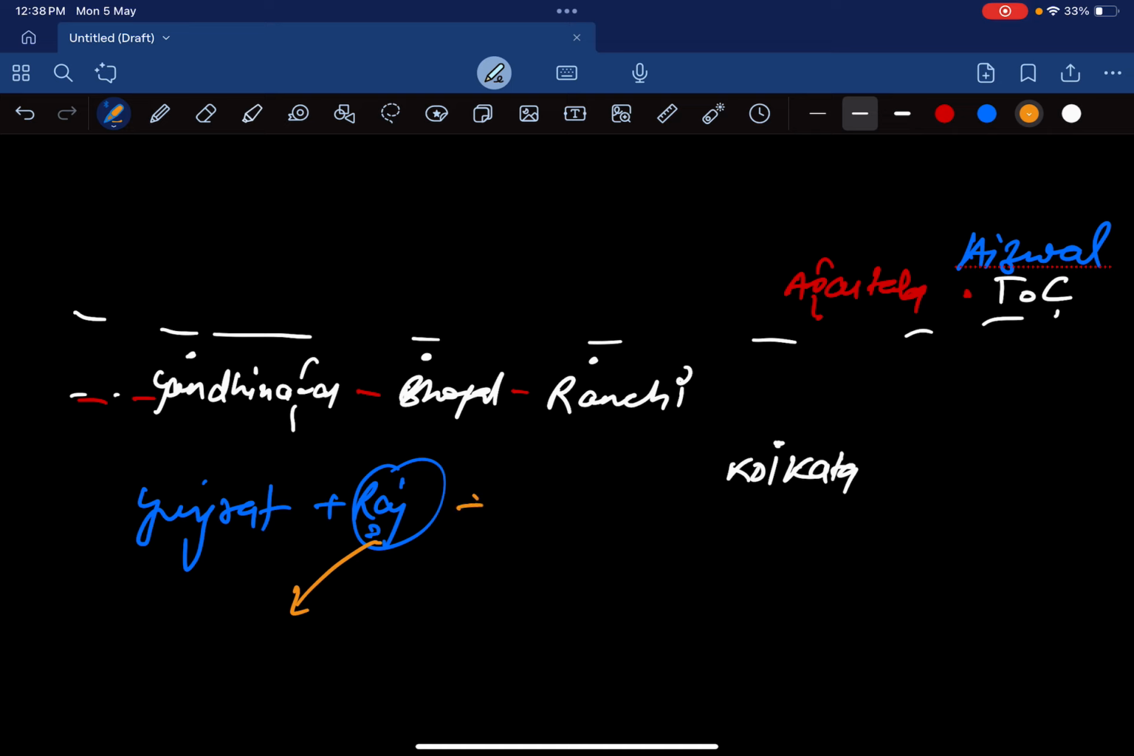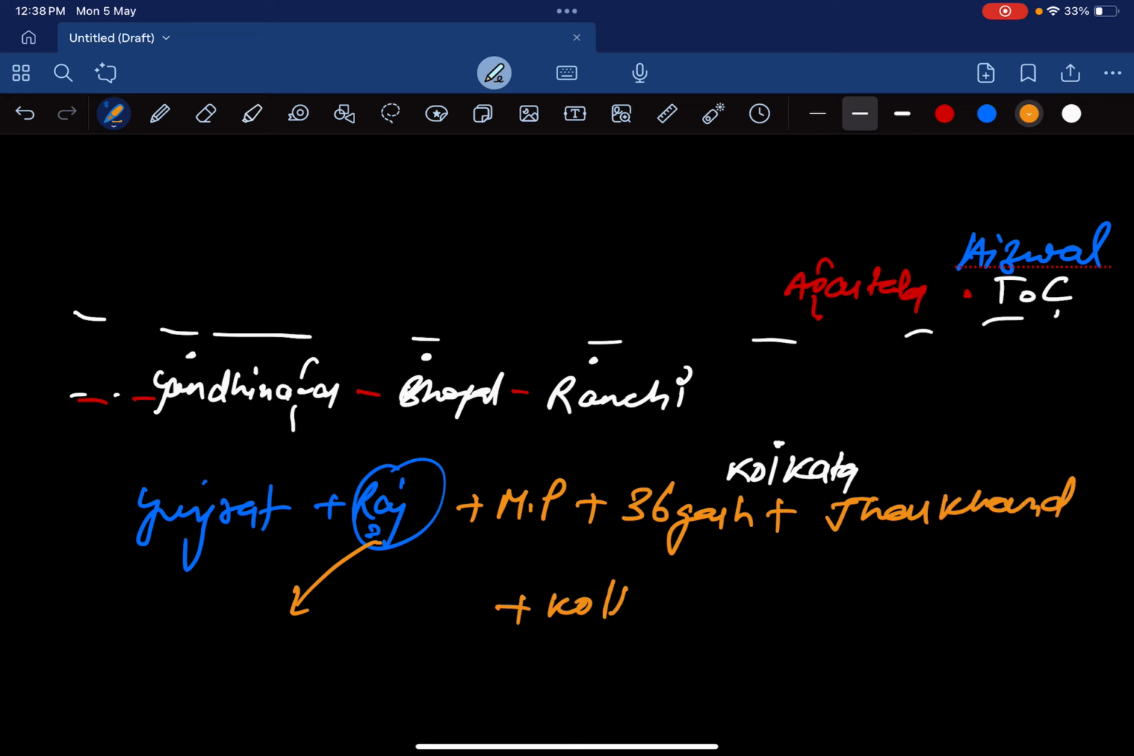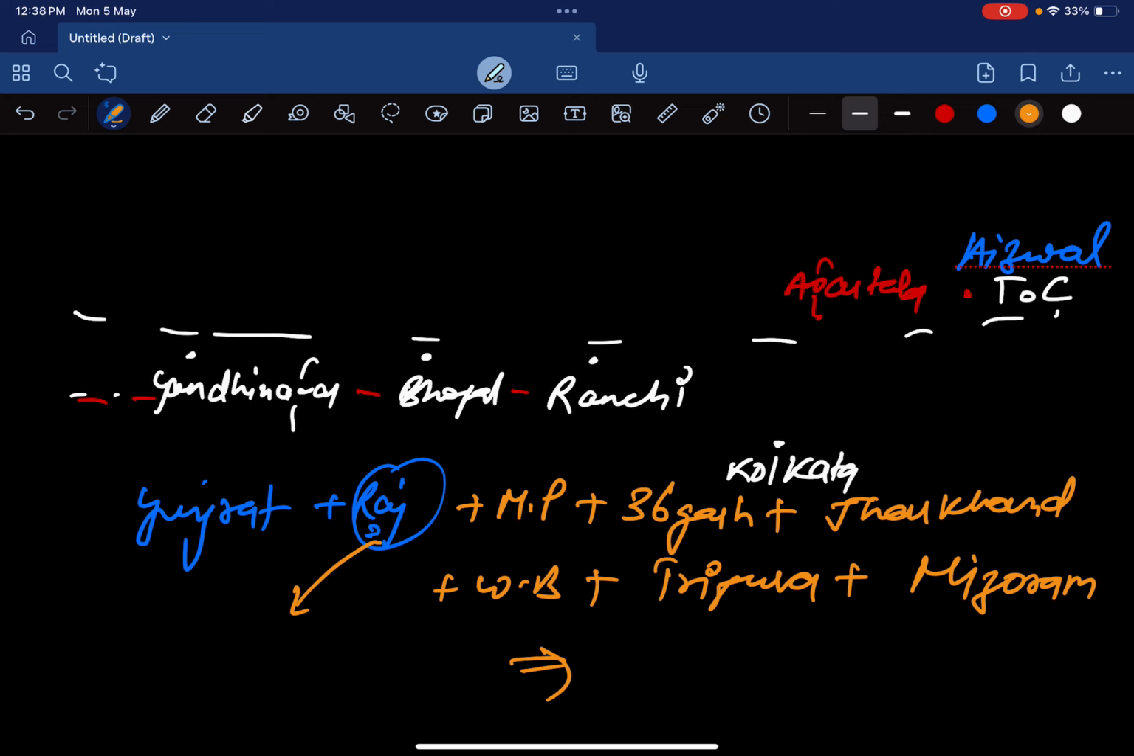तो गुजरात प्लस राजस्थान प्लस एमपी प्लस छत्तीसगढ़ प्लस झारखंड प्लस कोलकाता, ओ सॉरी, plus West Bengal plus Tripura plus Mizoram. So how many states if you look at it? 1, 2, 3, 4, 5, 6, 7, 8. In total, 8 states gets cut by the Tropic of Cancer. ठीक है?